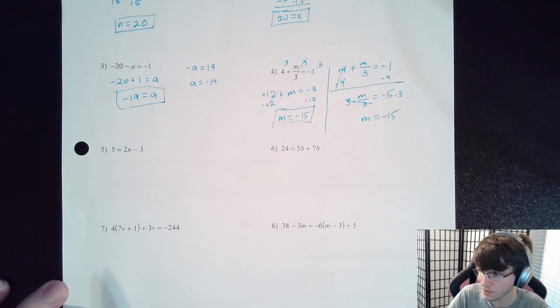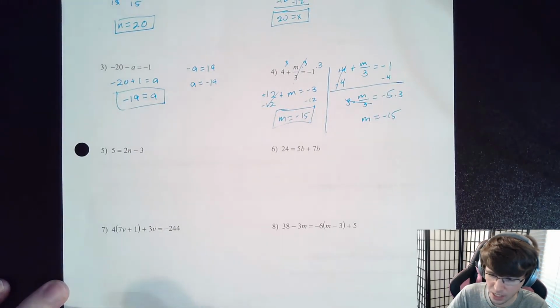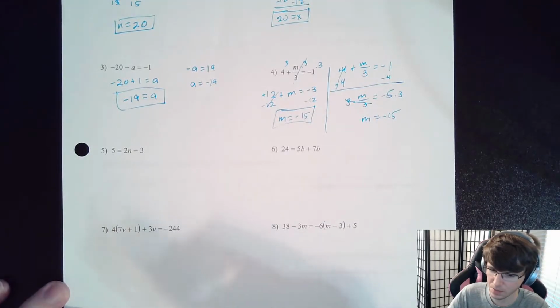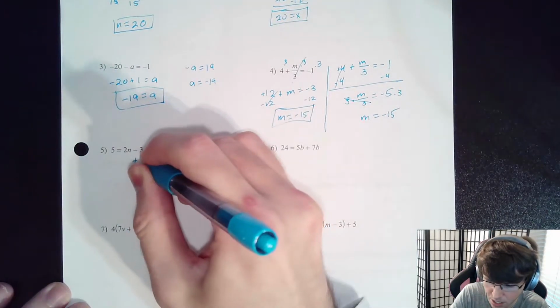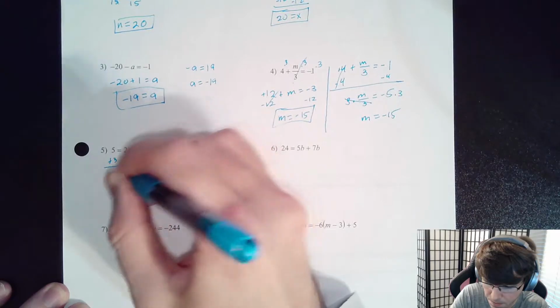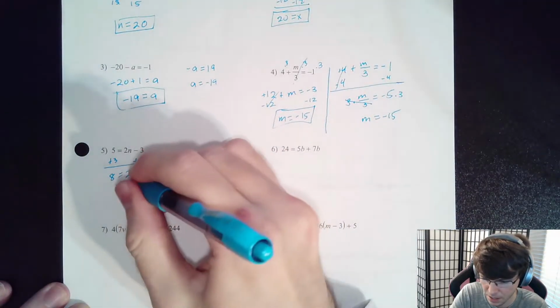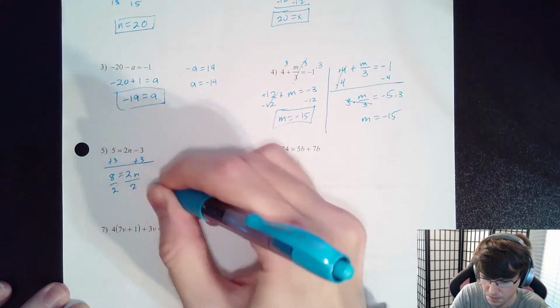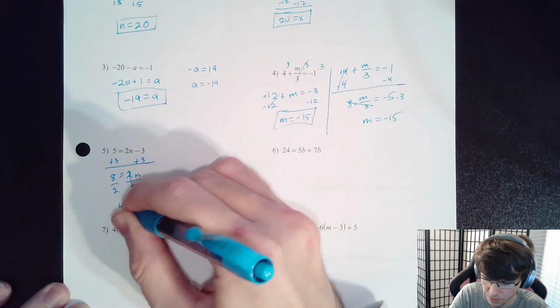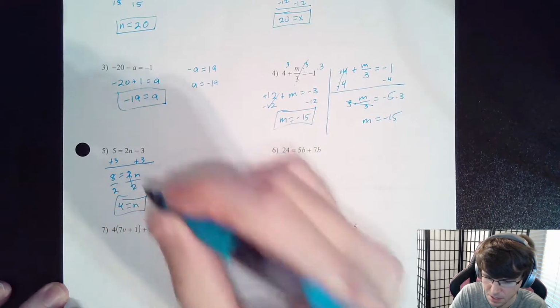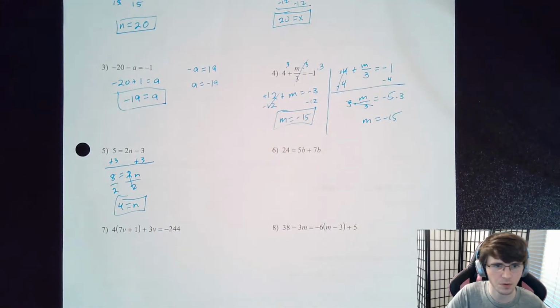So for question number 5 here, we're going to go ahead and solve again, just like that reverse PEMDAS order, inverse operations. Add 3 to both sides. And 2 is being multiplied by the n, so we're going to go ahead and divide both sides by 2. And we'll get 4 is equal to n.